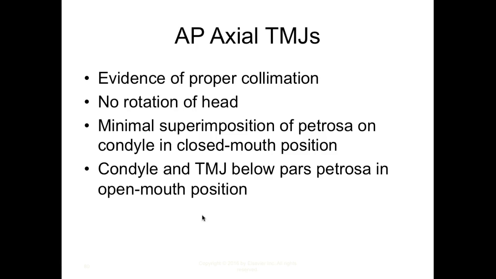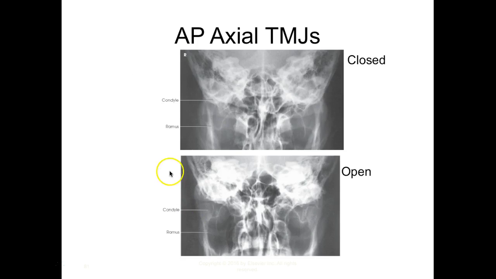Okay, so the AP axial TMJs: evidence of proper collimation, no head rotation, minimal superimposition of the petrosa on the condyles in the closed mouth position, and the condyle and the TMJ below the pars petrosa in the open mouth. So you can see here, perfect, good job.